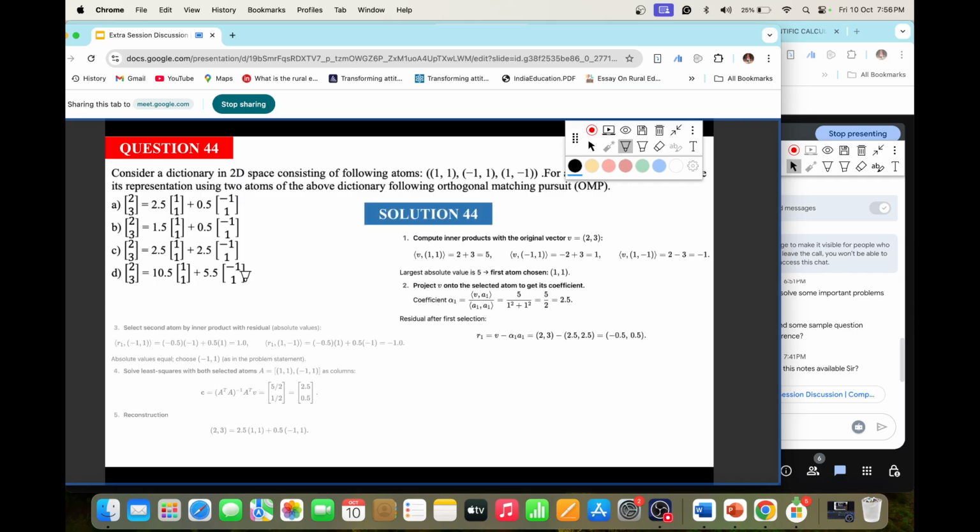Question 44 is nothing but an OMP problem, so please go through how we solve the OMP, or orthogonal matching pursuit, problem. Just check my previous lectures and you can see how I have calculated this.